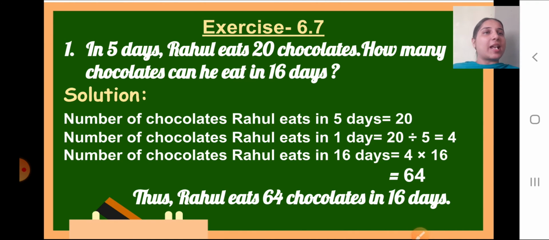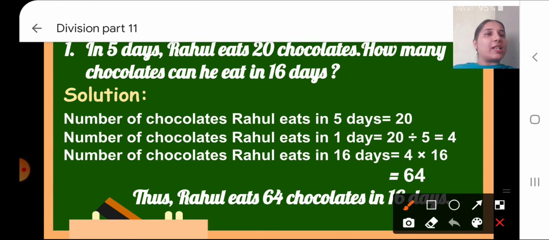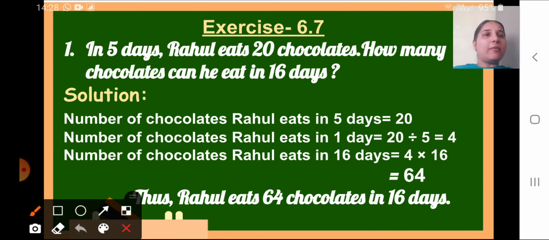that is exercise 6.7. So question number 1 is, in 5 days Rahul eats 20 chocolates. How many chocolates can he eat in 16 days? So first, what is being given here, children? Number of chocolates Rahul eats in 5 days. So how many chocolates does he eat in 5 days? That is given here, 20.